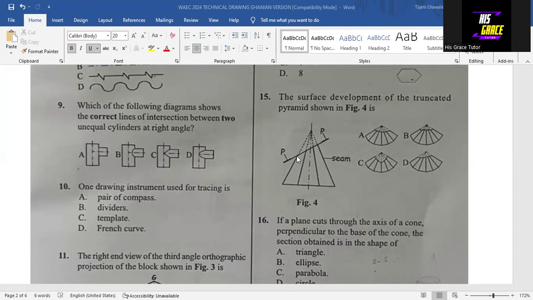When we cut it, this part will be lower, and that makes option C the correct answer. So the answer for question 15 is option C.